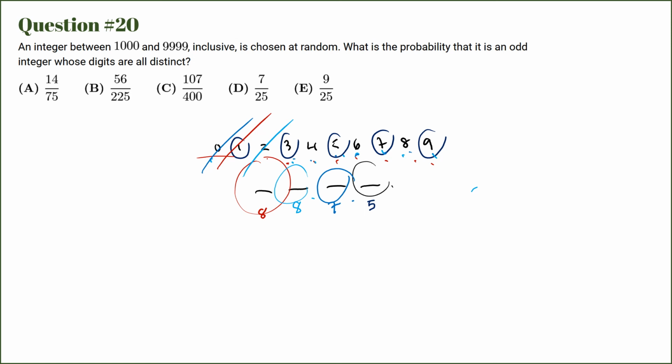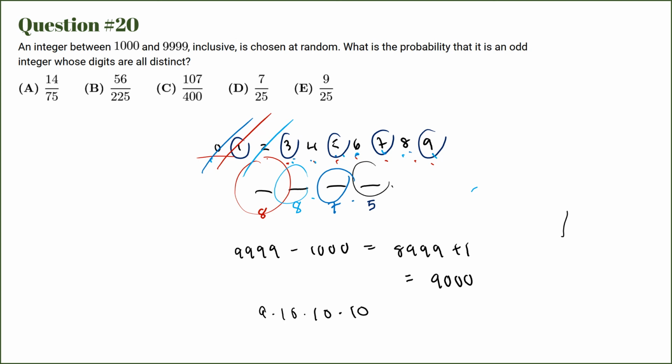Now let's find the total amount of integers you can make, or the total amount of integers between 9,999 and 1,000. So that would just be subtract and add 1 for the extra 1 you took away. So that would be 8999 plus 1. That equals 9,000 integers. You could also just multiply out 9 times 10 times 10 times 10 because you have 9 choices for the first digit, 10 choices for the second, 10 for the third, and 10 for the fourth.